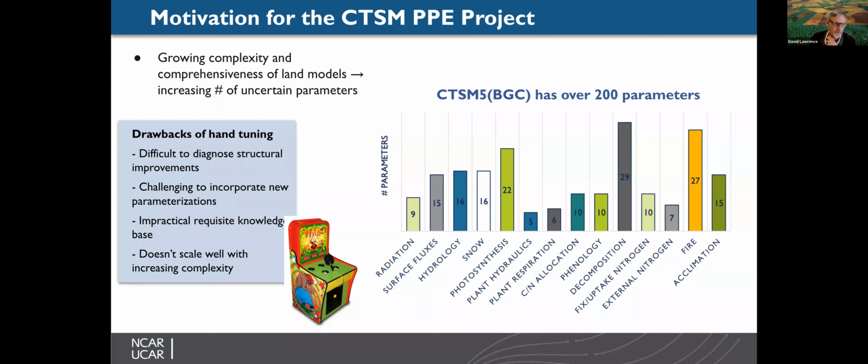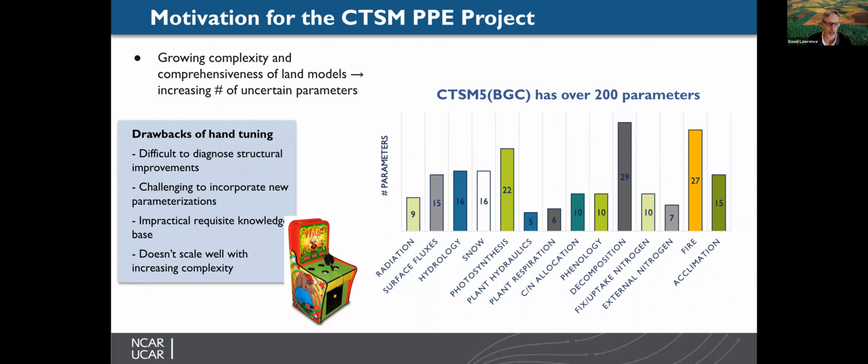So historically, we've taken parameter values from the literature, or made guesses really for some of them. And then we go through this exercise of hand tuning the model when we have a model version that's complete. There's lots of drawbacks, obviously. Everyone's going to be aware of this, that of doing that, it's painful, it's time consuming. It really doesn't help you understand your model very well. It's difficult to diagnose structural improvements. It makes it really challenging to incorporate new parameterizations, because every time you bring something in, you have to retune in a hand way.